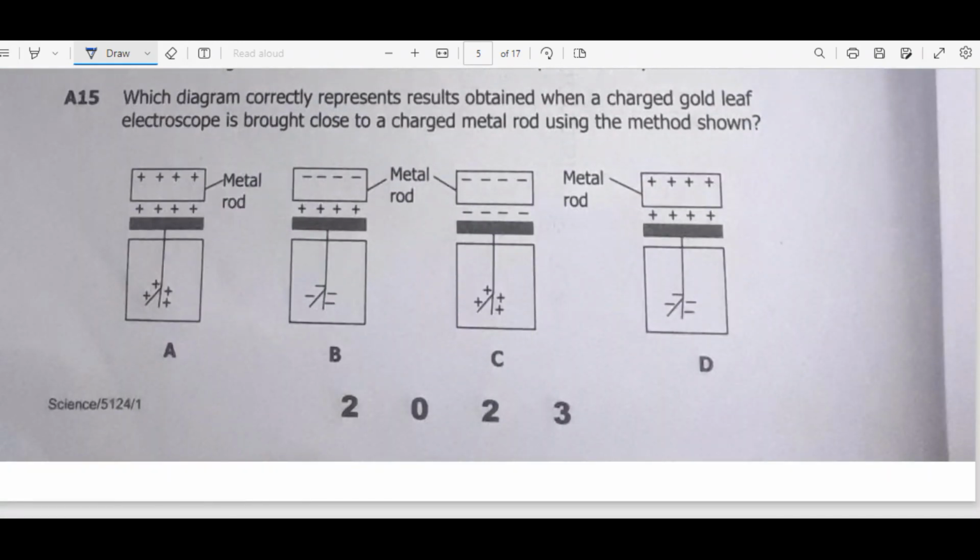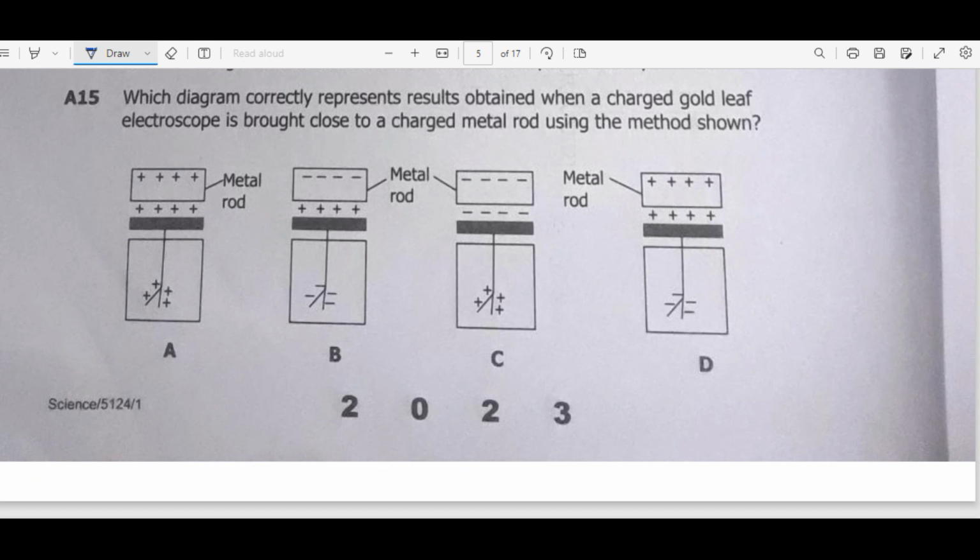15. Which diagram correctly represents results obtained when a charged gold leaf electroscope is brought close to a charged metal rod using the method shown? So before this positively charged rod is brought near to this gold leaf, the whole thing is neutral. There is no deflection. So now the diagram that can correspond to the information given above is B.